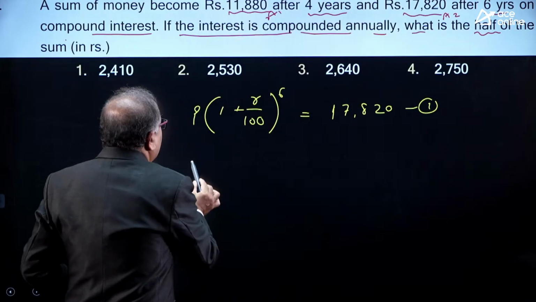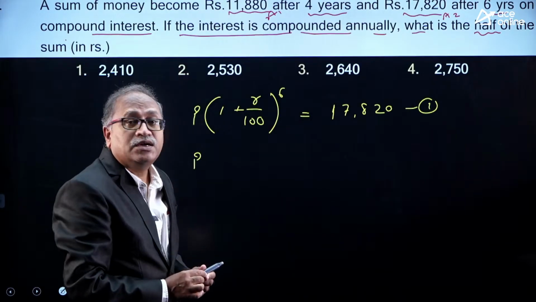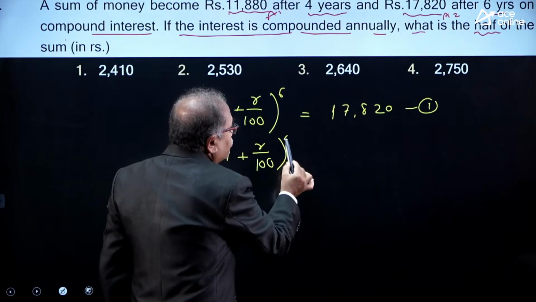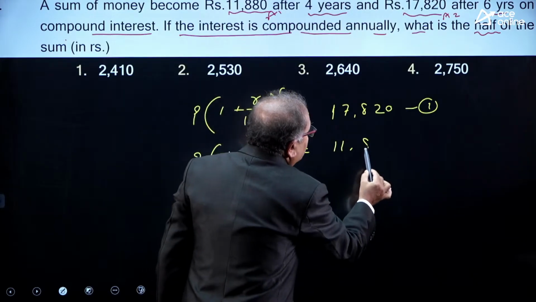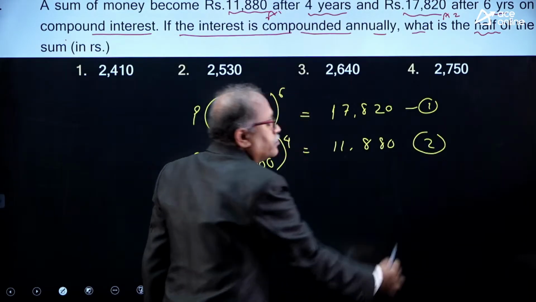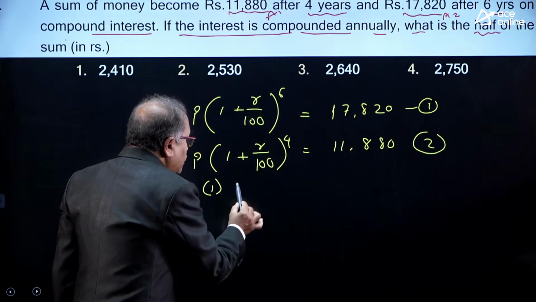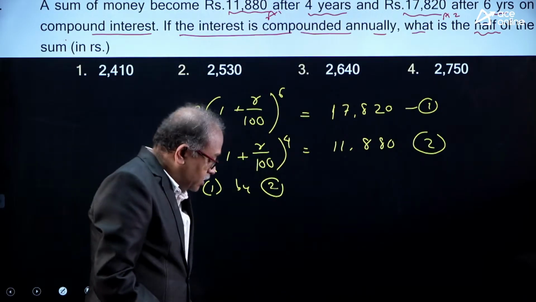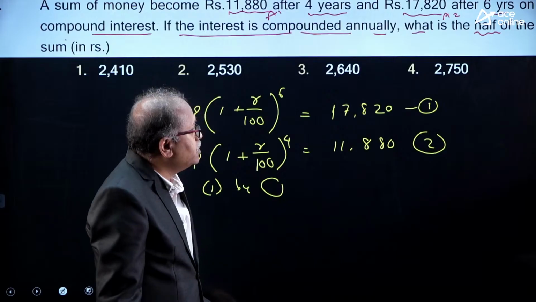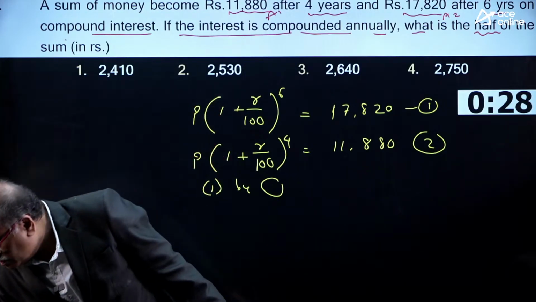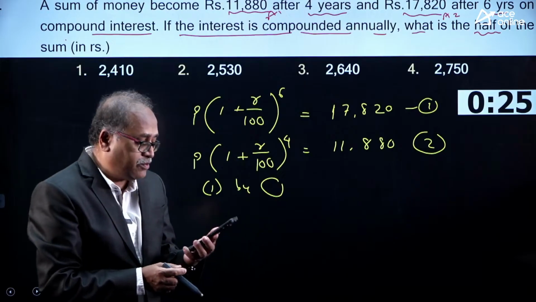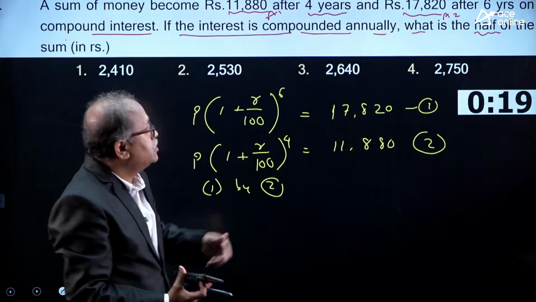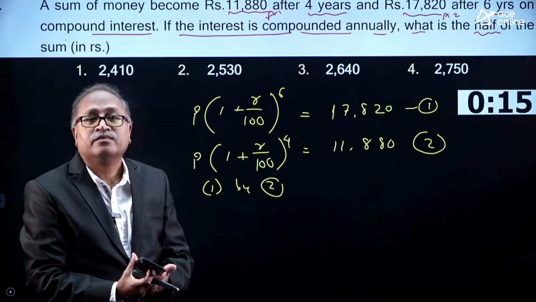Now, second one I will take this one: 11,880 after 4 years. So, P into 1 plus r by 100 to the whole power 4 which is equal to 11,880. This is 2. My dear friends, divide 1 by 2. Divide 1 by 2 and I will give 30 seconds from here onwards. Try this. I am sure most of you will be able to answer the question after this explanation. Divide 1 by 2. Check what comes.